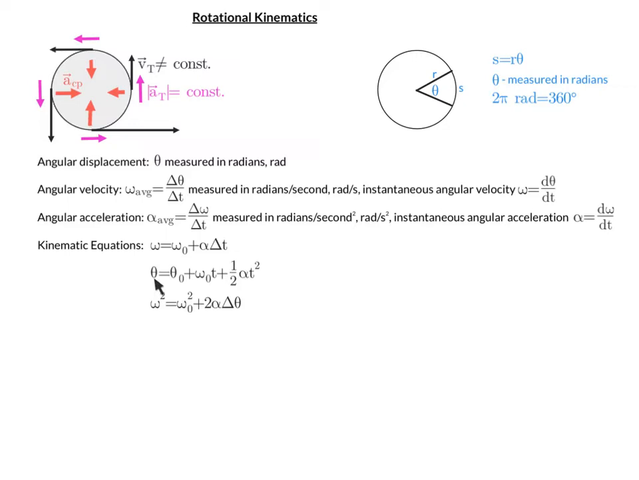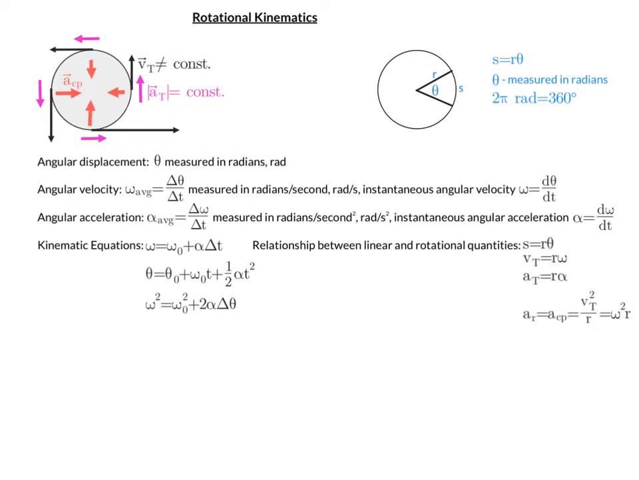Now we have final angular displacement is initial angular displacement plus initial angular velocity times time plus 1/2 angular acceleration times time squared, just like before. And the final equation is final velocity squared is initial velocity squared plus 2 times acceleration times displacement. And notice that this time I didn't even say angular, because it is true both for linear terms and angular terms.